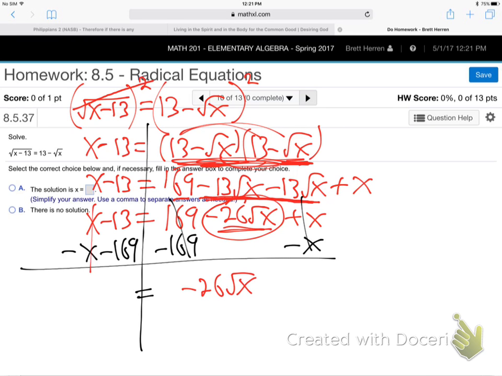So these cancel, x minus x, gonzo. And what's that going to be? What's that, 182? Minus 182?